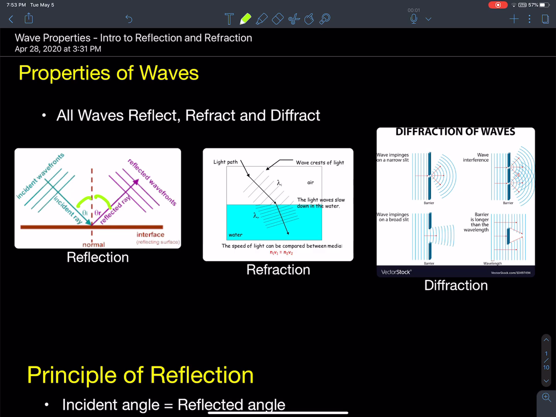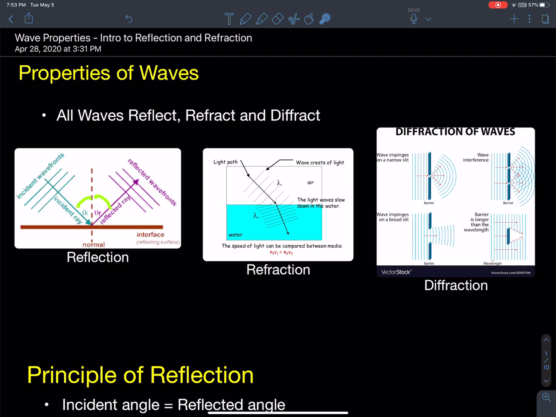Okay, refraction is a property where light or a wave changes its speed. As a result of that, it appears to bend. So we have light going from one medium into another medium, and as a result, it bends and slows down. And we can see that there's a lot of change in those waves.